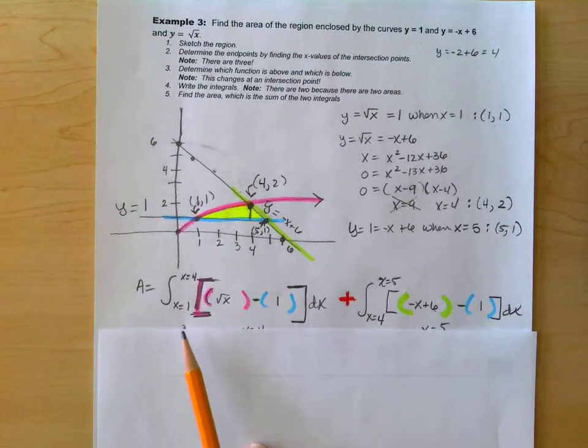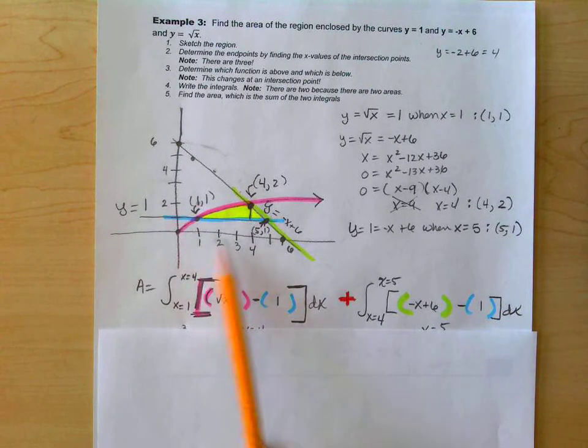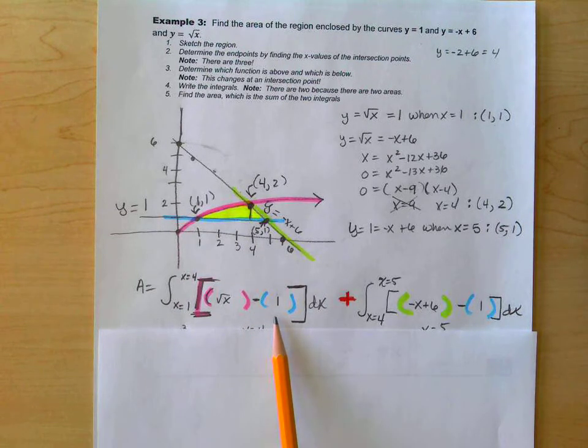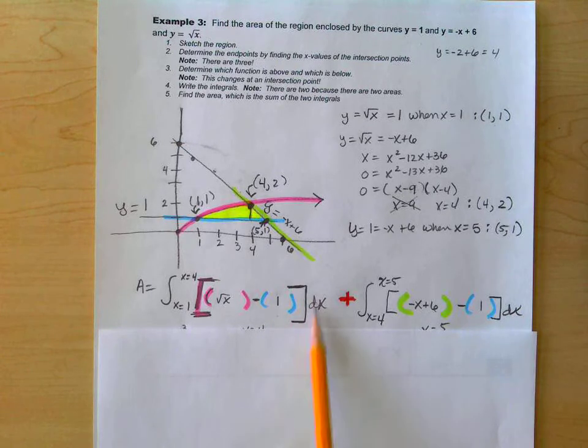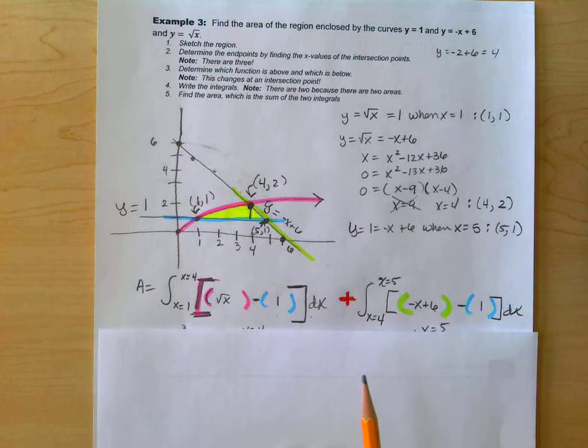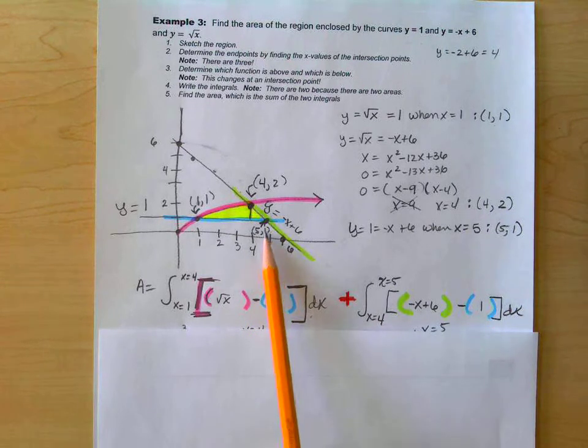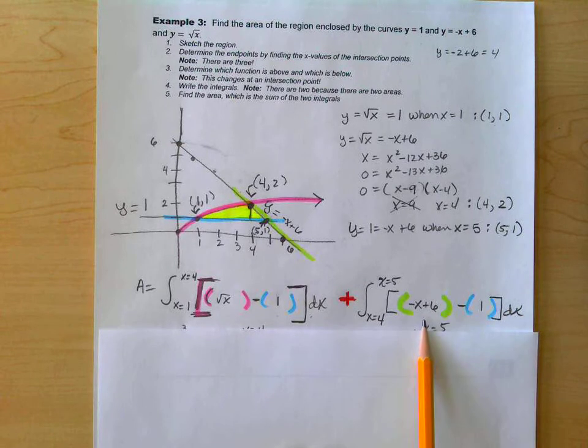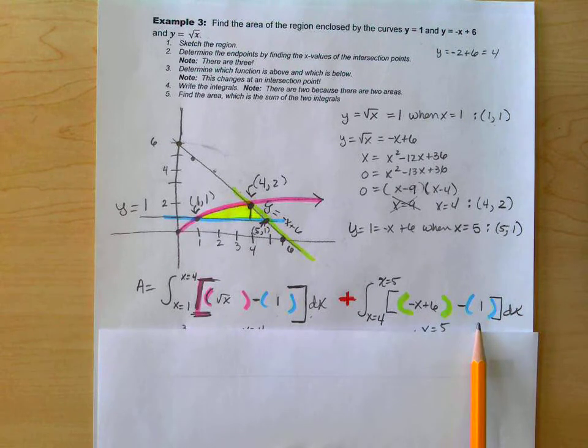So you'll see how I've set this up, that we've got from x equals 1 to 4 of the pink square root of x minus the blue y equals 1 over dx. And we're going to add a little triangle. And by the way, you could use some basic geometry, area equals 1/2 base times height, to verify that your integral gives you the correct value. But we're going to integrate from x equals 4 to x equals 5 the green line, the opposite of x plus 6, minus the blue line, y equals 1, all over dx.